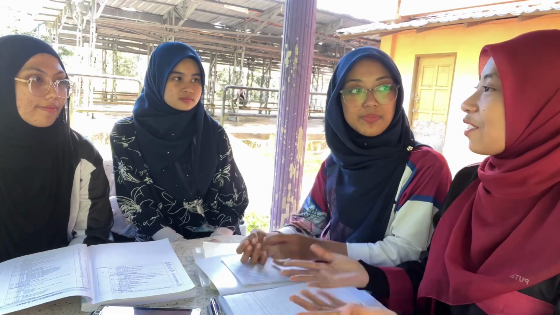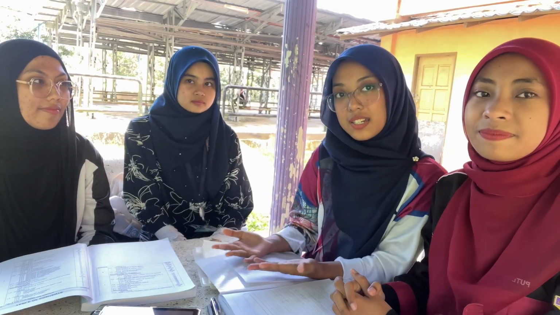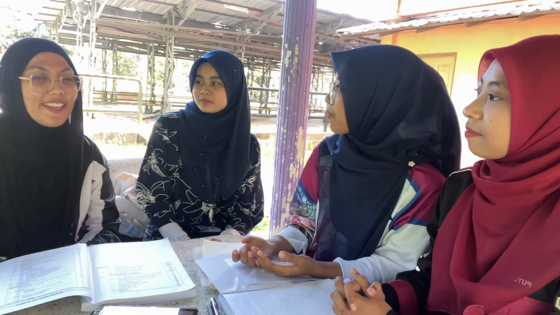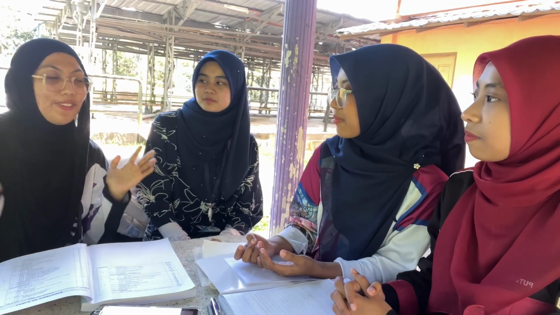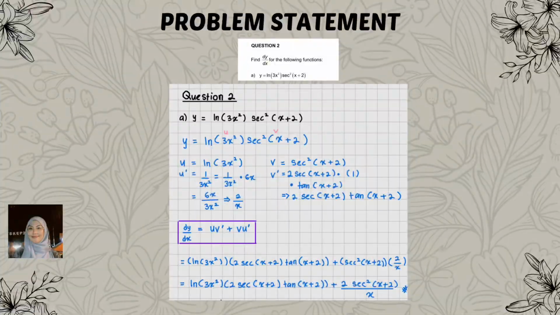Do you guys know what is the derivative? Of course we know. Derivative is rate of change of a function with respect to a variable. Then what are the techniques? The techniques are the sum and difference rule, the product rule, and the quotient rule.